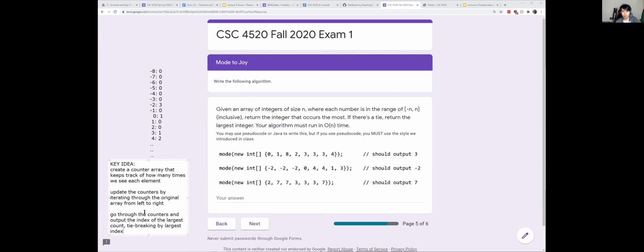If you use the hash map, that would be fine too. Going through the counters and outputting the index of the largest count will be 2n, because if the array is going to be -8 to +8, that's twice the size of the original array, which is still O(n). So all of that ends up with an O(n) algorithm, right?